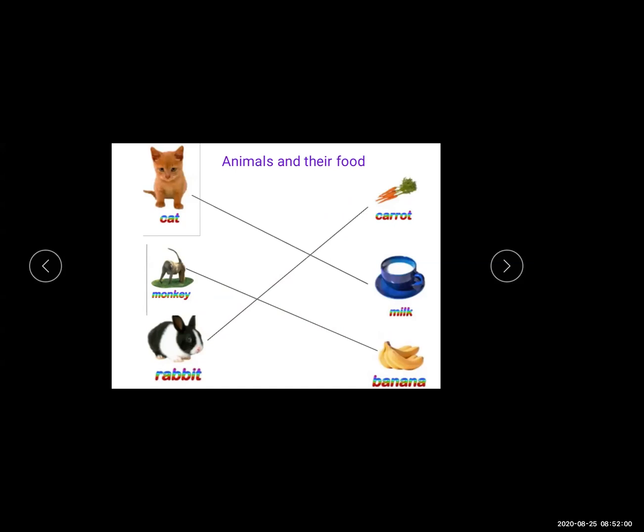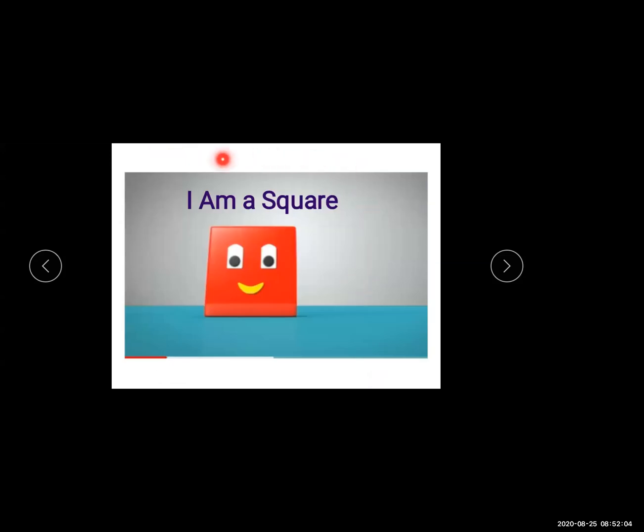Now we will see some more shapes. See it. I am a square. I have four sides. This is the square. This has four sides. And this four sides is made up with vertical lines and horizontal lines.